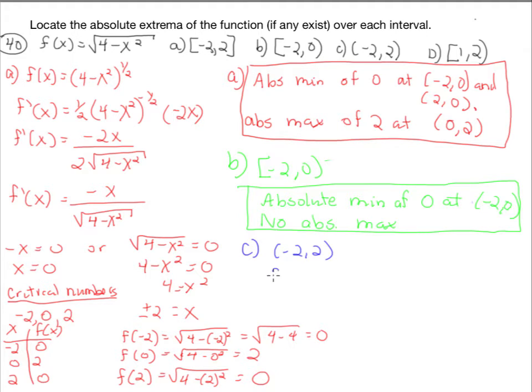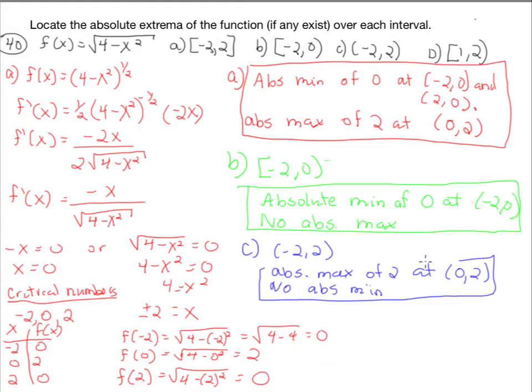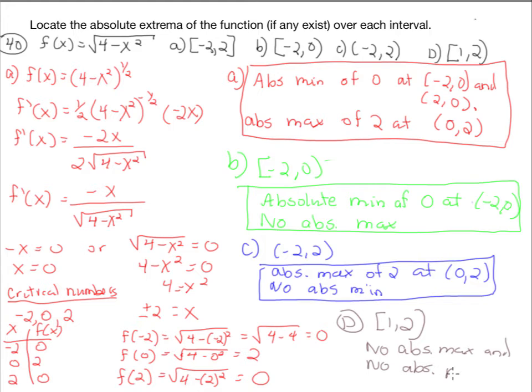Part C, we have an open interval from negative 2 to 2, so therefore we cannot include our negative 2 in there, so we have no absolute minimums, but we do have an absolute maximum of 2 at the point (0, 2). In part D, we have a semi-open interval from 1 to 2, including the 1. So in this case, we cannot include 2, we cannot include 0, and we cannot include negative 2. So in that case, we have no absolute maximum and no absolute minimum for this problem.